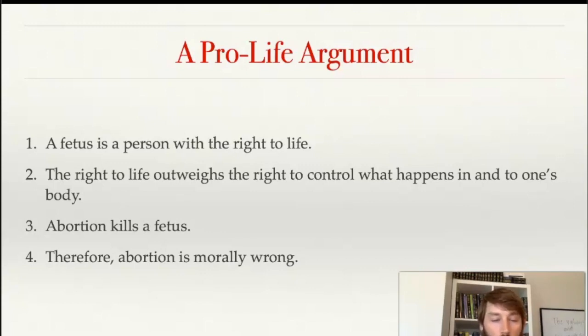Now, as I said before, for the sake of the argument, Thomson grants premise 1. She does not attempt to provide an argument against premise 1. Thomson's argument is about premise 2. She is going to provide a series of arguments for why we should doubt that premise 2 is true, that the right to life outweighs the right to control what happens in and to one's body. So let's take a look at how this argument goes.